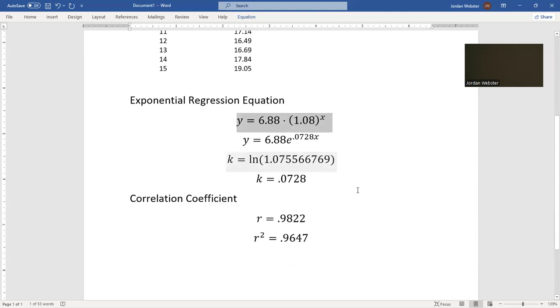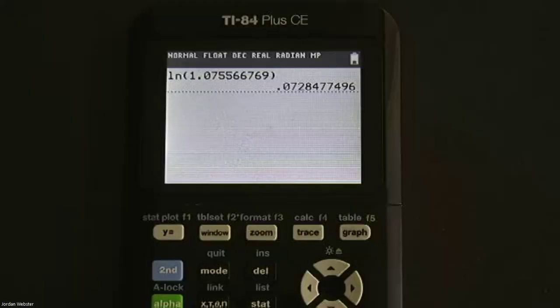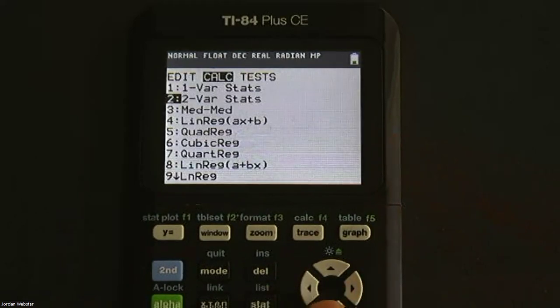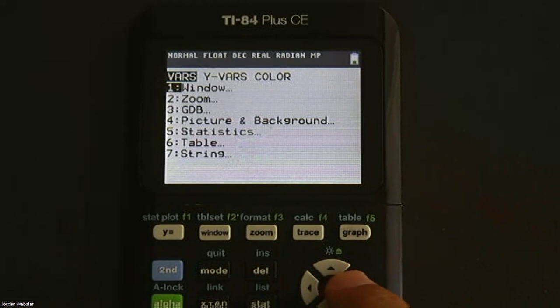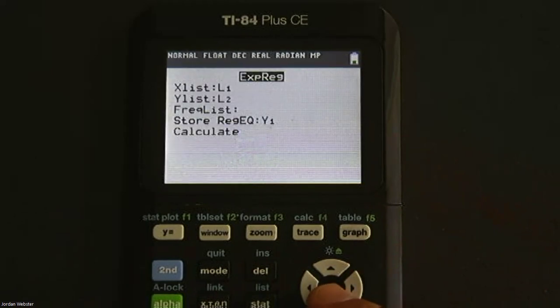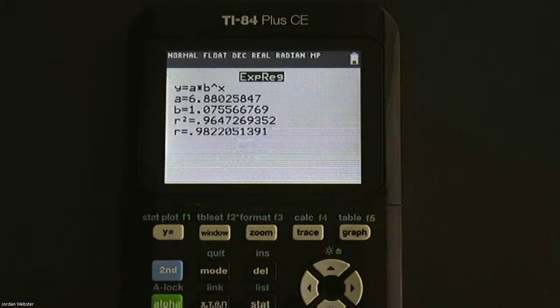But there you go. That gives you your exponential regression equation, your correlation coefficient, the R squared, for any data that we would have, as long as we have X values and Y values. One other thing that I wanted to mention, along with the exponential regression equation, you can see I typed in here, is that when we did our calculations, we stored that regression equation with Y1. So now that regression equation is stored with Y1.